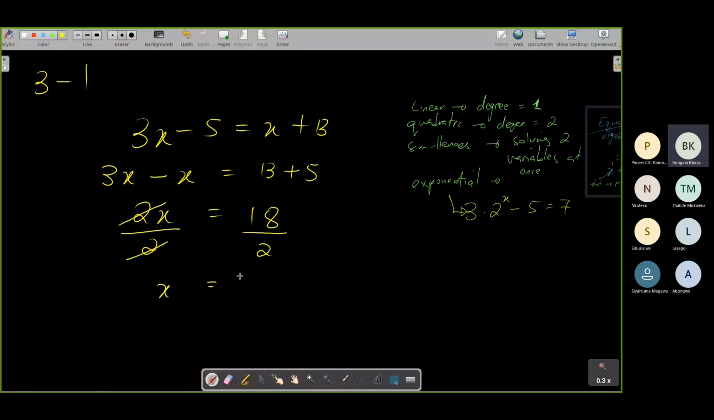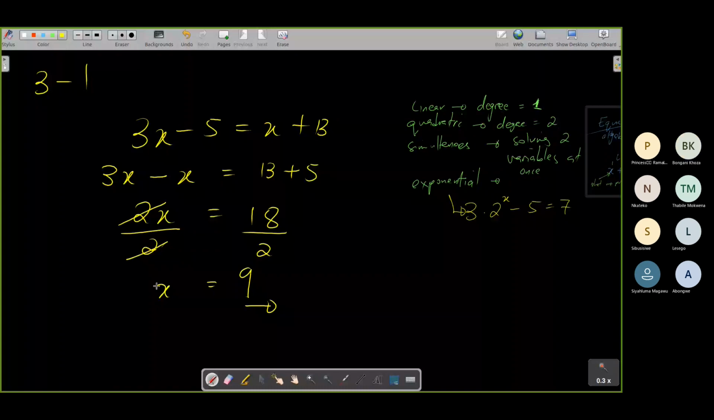So what we are saying is that if we take this value of 9 and plug it in instead of having x over here, this side will be equal to that side. Let's test that out. We're given 3 times x. The x value is 9, minus 5. So what do we get here? This is 3 times 9, which is 27. 27 minus 5 is 22. So this is our left-hand side.